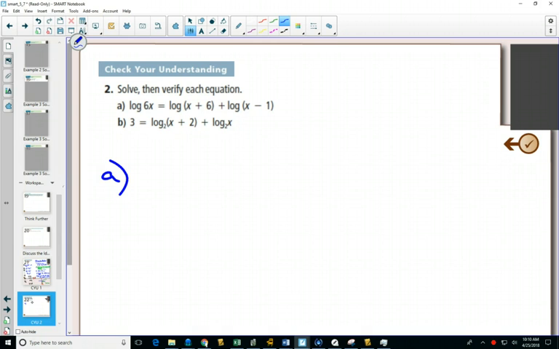So the question is, step 1 was solving a log equation, and this is a log equation because there's an x inside of a logarithm. Can we write as a single logarithm? Well, how many logs do we have? We have 3 of them. On the right-hand side, I have a log plus a log. What can I do with that? Let's put those 2 together. I can multiply.